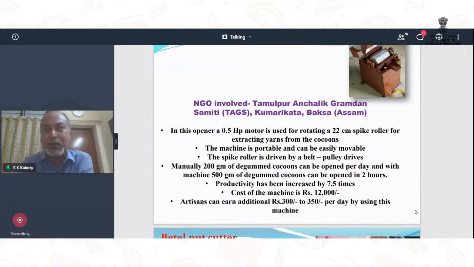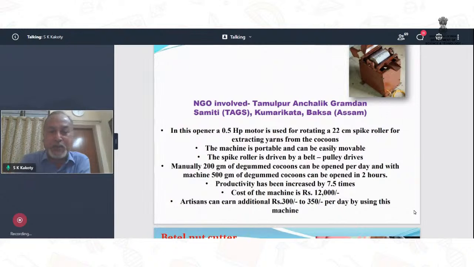Eri processing is much more difficult than your mulberry silk and Muga silk. So the cocoon is actually broken by the pupa. It comes out. So it is a broken cocoon. So you don't get a continuous thread out of the cocoon. So people find it a very cumbersome process to take out the threads out of this cocoon. So we have developed this cocoon opener.